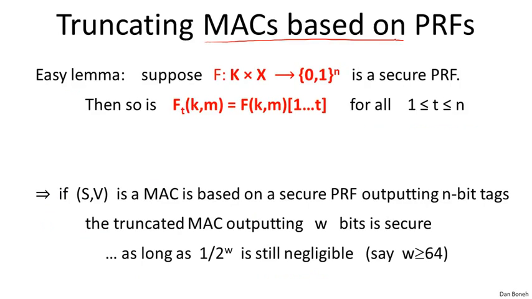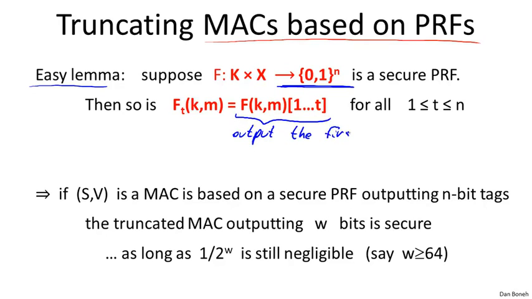So the last comment I want to make about these PRF-based MACs is that in fact their output can be truncated. So suppose we have a PRF that outputs n-bit outputs. So again, for AES, this would be a PRF that outputs 128 bits as output. It's an easy lemma to show that in fact, if you have an n-bit PRF, if you truncate it, in other words, if you only output the first t bits, the result is also a secure PRF.